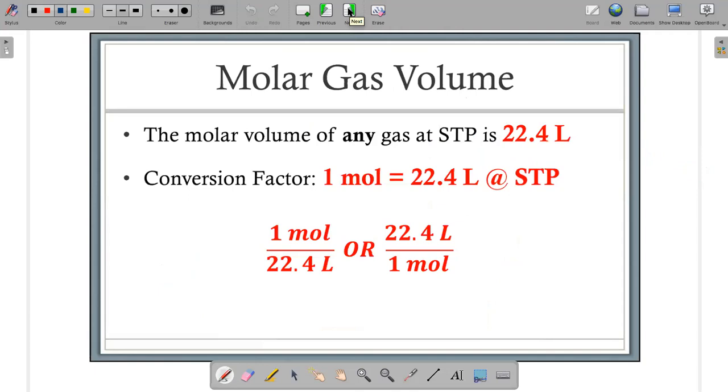All right, so any gas has a molar volume of 22.4 liters, and that is at STP. These are the two different ways you can write the conversion factor. You can either write 1 mole over 22.4 liters or 22.4 liters over 1 mole. So if you're converting from liters to moles, you use the first conversion factor. Or if you're converting from moles to liters, you use the second conversion factor.